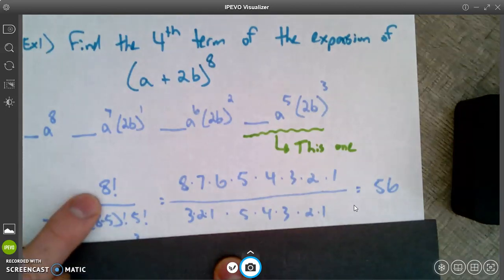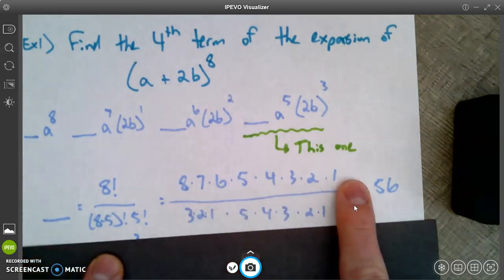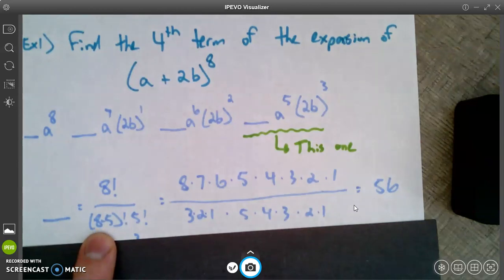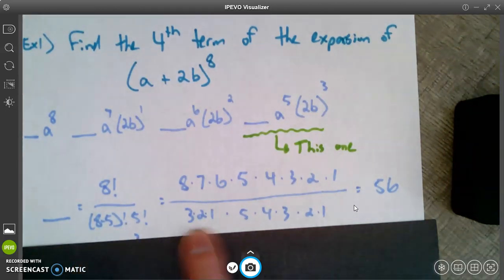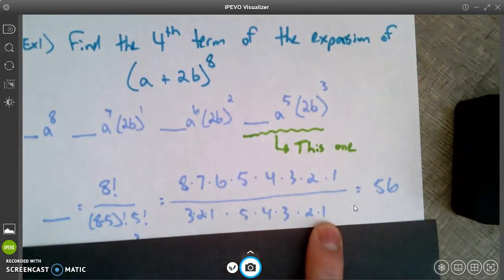Okay, remember what factorials were? We just talked about that. We're multiplying 8 and all the counting numbers before it. So 8, 7, 6, 5, 4, 3, 2, 1. 8 minus 5 is 3, then a factorial. Okay, 3 factorial is 3, 2, and 1. And then a 5 factorial: 5, 4, 3, 2, 1.